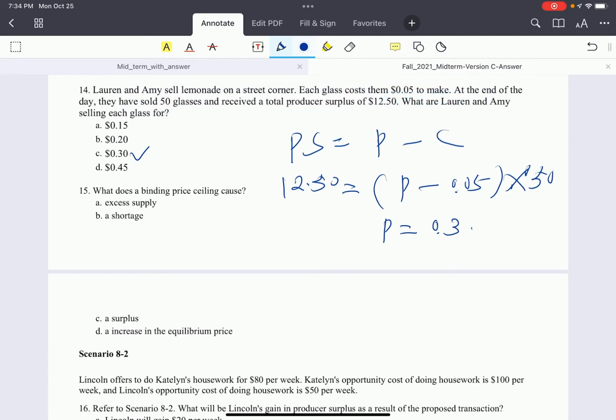Okay, 15. What does a binding price ceiling cause? We learned about this in our class, right? If a price ceiling is binding, then the price will be lower than the equilibrium price, which means there will be a shortage. At a price lower than the equilibrium price, the demand will be strong, but the supply will be weak, which means the quantity demanded is larger than quantity supplied, so there will be a shortage.